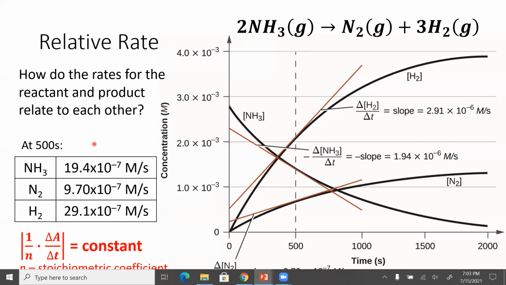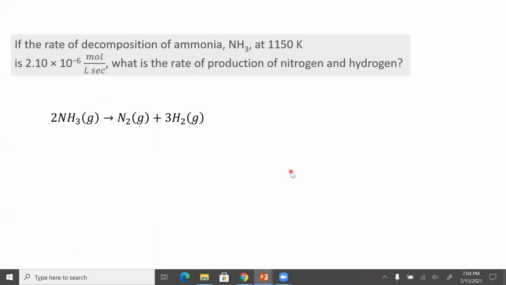Now, there was a question in the chat, will we ever have to solve for the rates from the graph or would the values be given to us? You would never have to draw a tangent and find the slope of that line. You're going to find that value other ways anyway. This is more like the kind of question you would be given, rather than trying to find a tangent on a line and calculating the slope of that tangent.